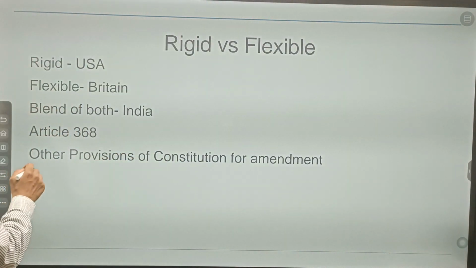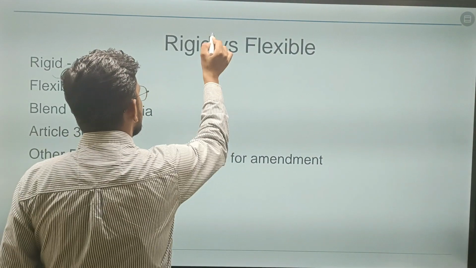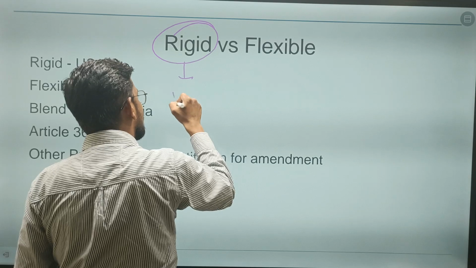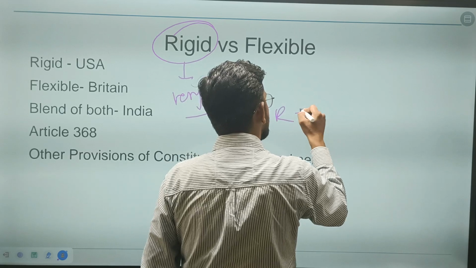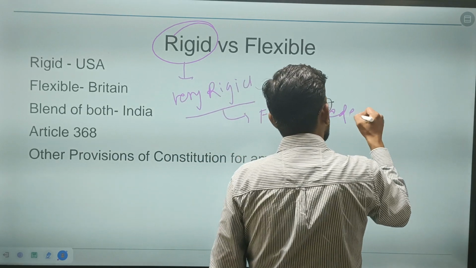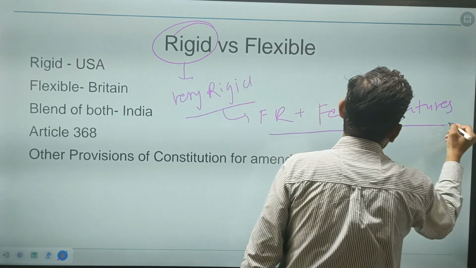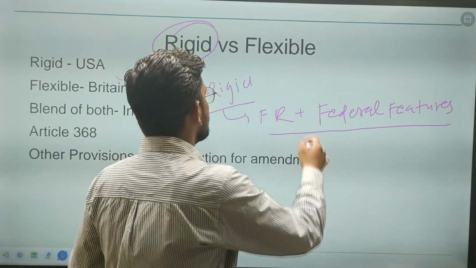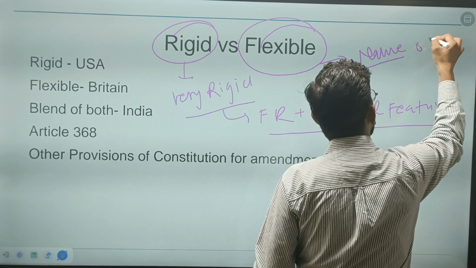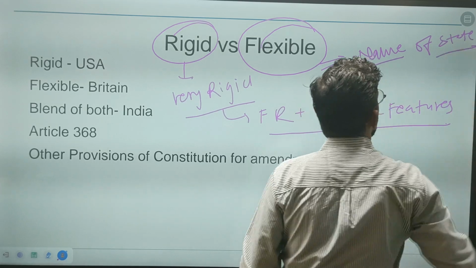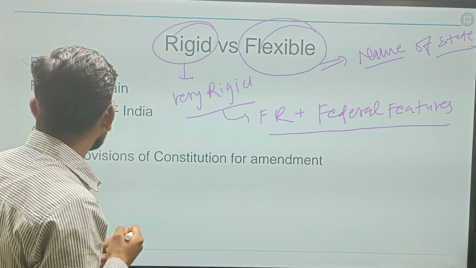Then the third feature of the Indian constitution is rigid and flexible. When it comes to rigidity, some features of the Indian constitution are very rigid. It is very difficult to amend them. For example, fundamental rights and federal features. On the other hand, some features are very flexible. For example, if you have to change the name of a state, it is very easy. So the Indian constitution is a mix of both flexible and rigid constitutions.